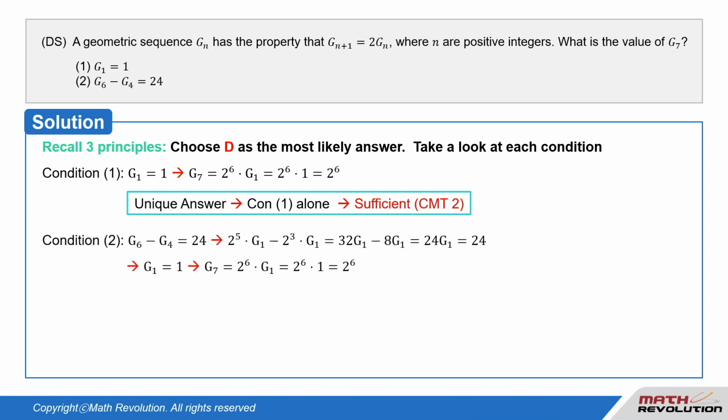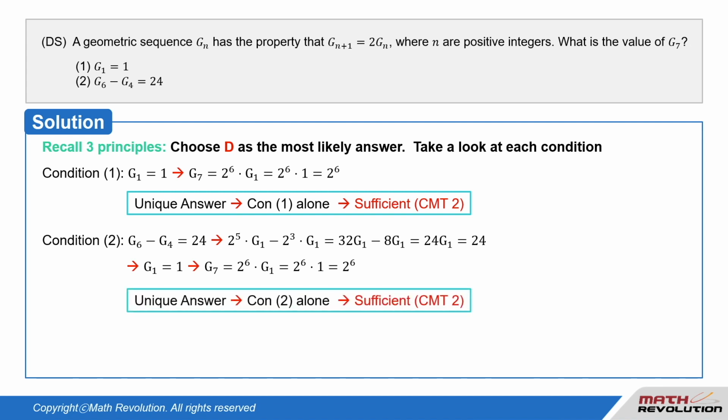Condition 2 tells us that g of 6 minus g of 4 equals 24. Then 2 to the 5th power times g of 1 minus 2 to the 3rd power times g of 1 equals 32 times g of 1 minus 8 times g of 1 equals 24 times g of 1. And 24 times g of 1 equals 24. We get g of 1 equals 1. Therefore, g of 7 equals 2 to the 6th power times g of 1 equals 2 to the 6th power times 1 equals 2 to the 6th power.